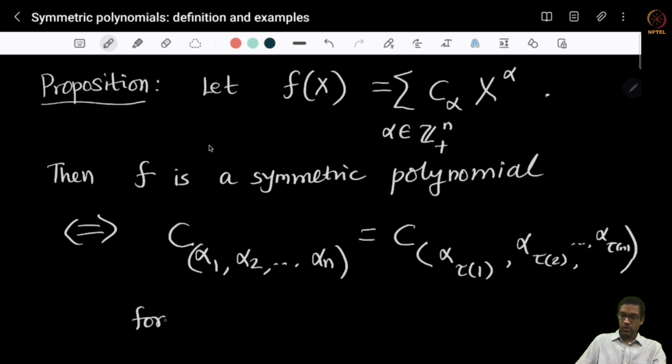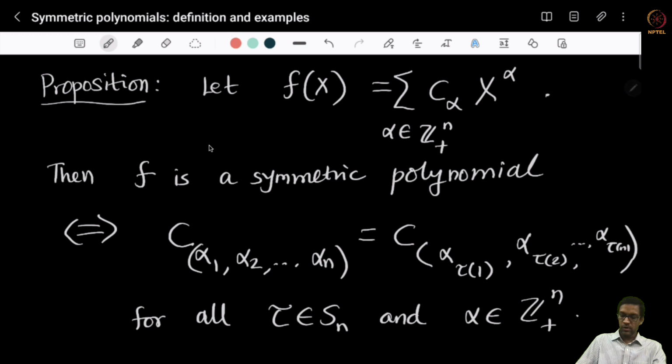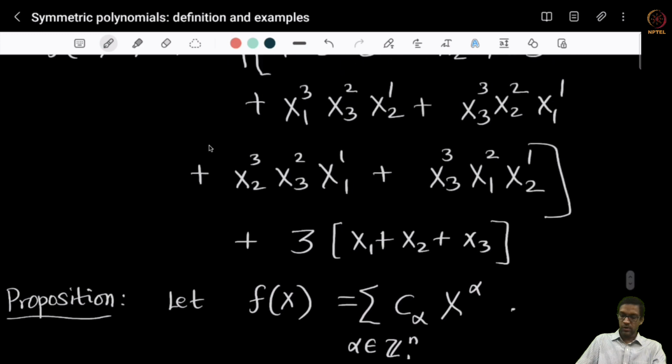This should be true for all permutations, for all tau in Sn, and for all multi-indices alpha as well. Observe, of course, most of the coefficients are going to be 0. Remember, only finitely many coefficients are non-zero. So this is really a statement about those finitely many non-zero coefficients: if the coefficient of some monomial is a certain number, then the coefficient of the permuted monomial should also be the same number. And we already saw this in the earlier example.